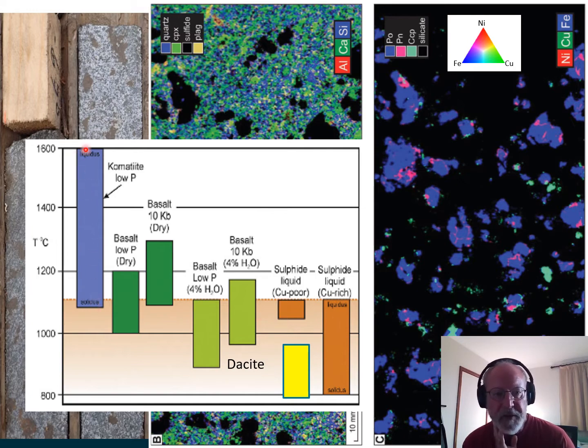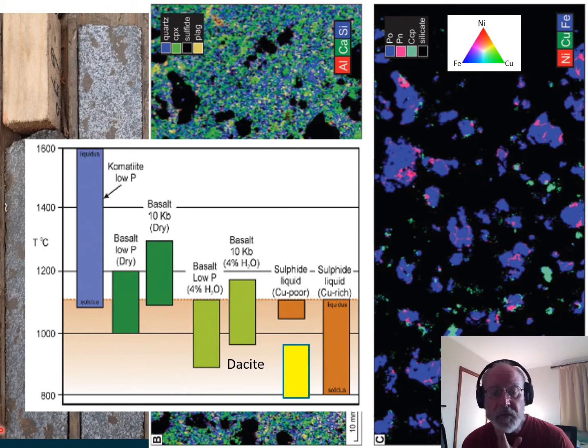So in purple here, this is komatiite. And komatiite starts to crystallize at about 1600 degrees, and it's solid by around about 1100. These are basalts at different pressures. This is dry basalt with not much water in it. If you have a wet basalt, like an island arc basalt, might have anywhere up to about 4% water in it. That's the light green color there. Then again, at different pressures, it'll have a much lower melting temperature.